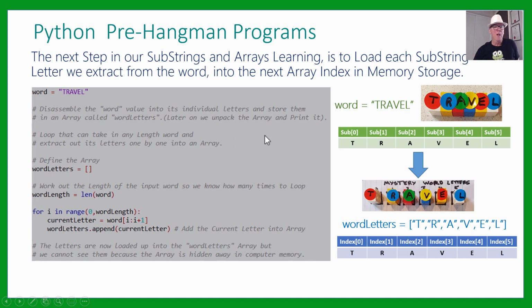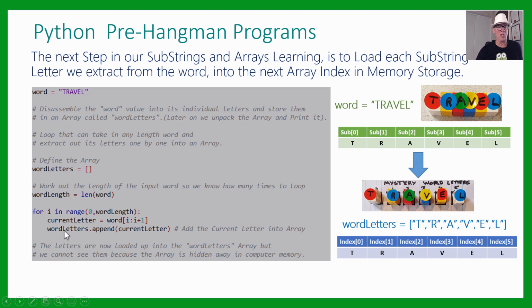So how are we going to do that in Python? Well, we've got the word equals travel. That's where our blocks are all stuck together here. We're going to define an array first, set up all those empty boxes. It's going to be called word letters, and that's just going to be square brackets to tell Python it's an array. The word length is the length of the word, so it goes up here and works out this is a 6-letter word, so it knows it's going to have to do the loop 6 times, and this is where we do the substringing to pull out the letters.